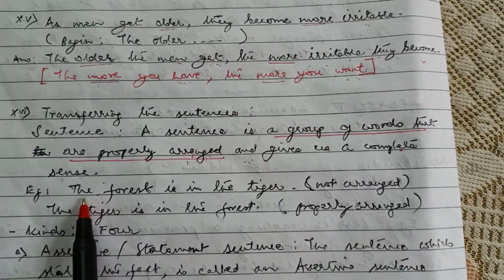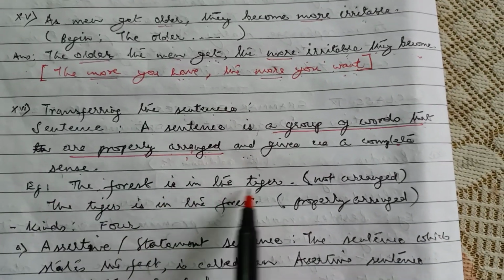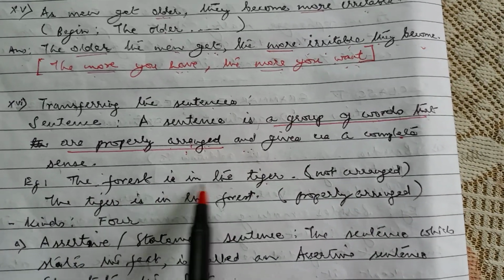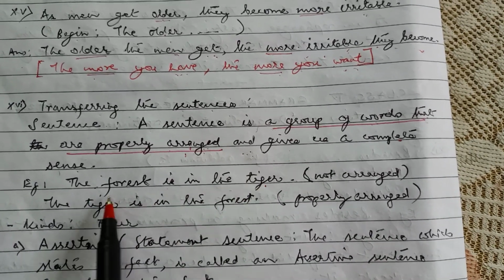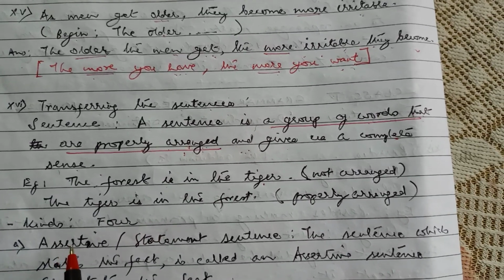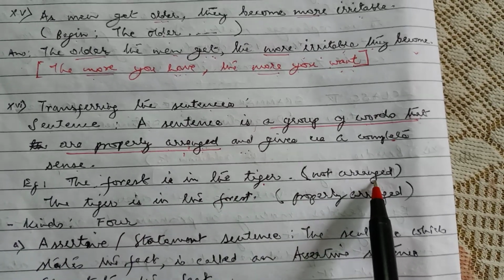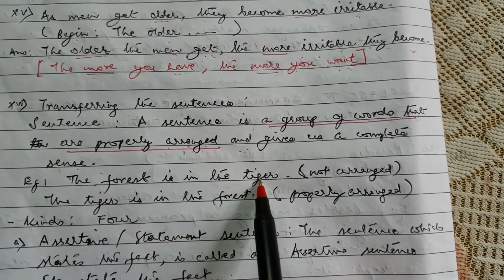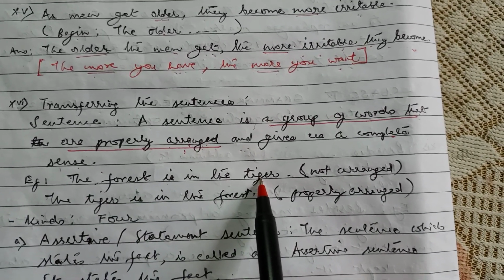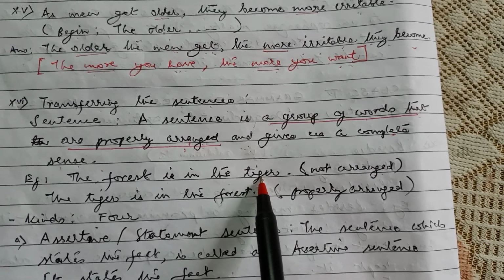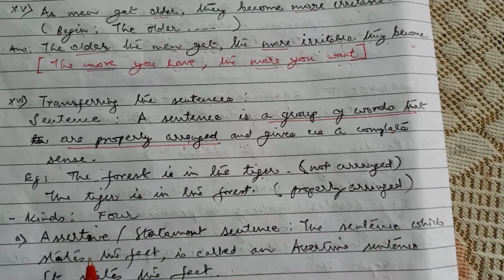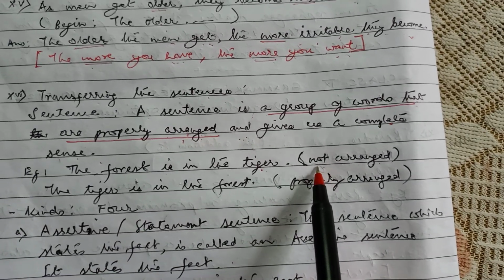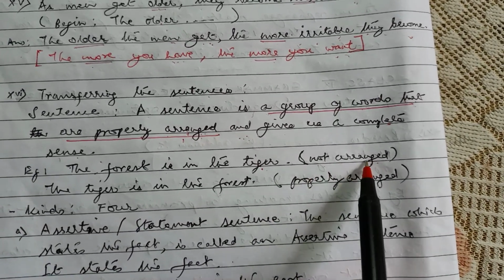So see here, example: the forest is in the tiger. Try to understand this. The forest is in the tiger. It is a sentence, right? But the words are not properly arranged. This is not logical, right? But it is a group of words, as said, and it is not arranged. The words are not arranged here properly.